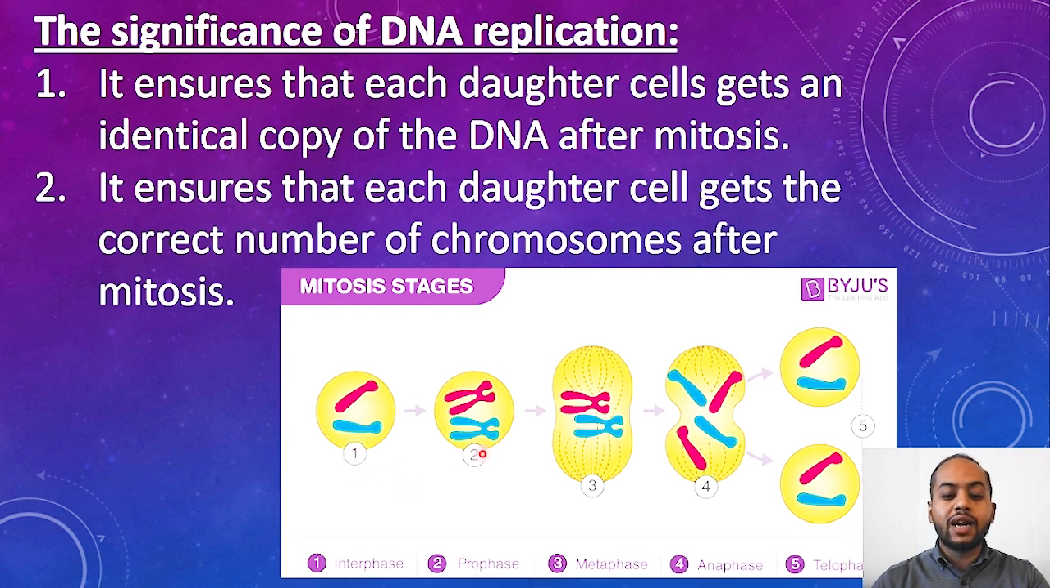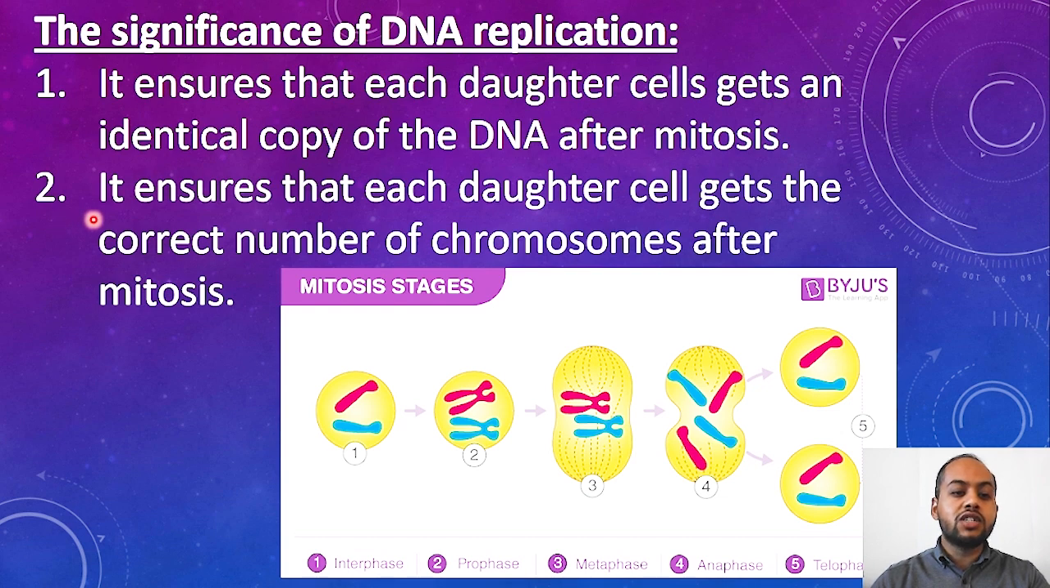So if you move from number 1 to number 2, you will notice there are now two pinks. You have two chromatids joined by a centromere to form that chromosome. And the blue as well, you now have two blue chromatids joined by a centromere to form that chromosome. And how did they have two chromatids? They underwent the process of DNA replication. So at the end of telophase, each daughter cell is going to have an identical copy of the DNA molecule after mitosis has taken place. That is the explanation of that first reason, the significance of DNA replication.